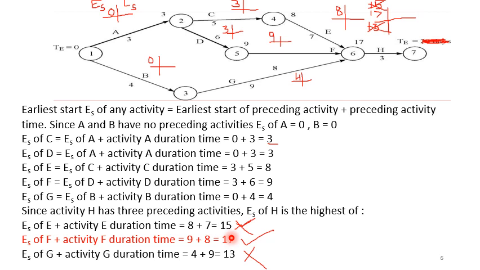Why this highest value? This is the practical interpretation of this. Because all three activities have to be completed, the highest of these values will ensure that all three activities are complete. So activity H can start. So the earliest start of H is 17 days and it takes 3 days of time. It takes another 3 days. So your expected completion time is 20. Your expected completion time TE will be 20 days.